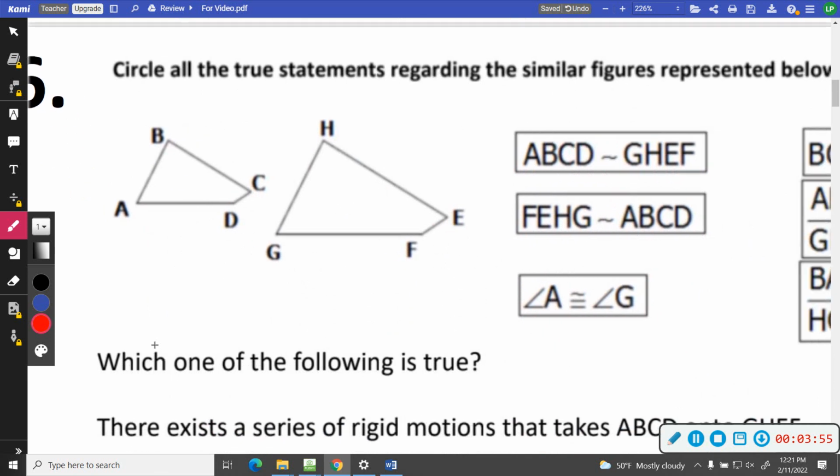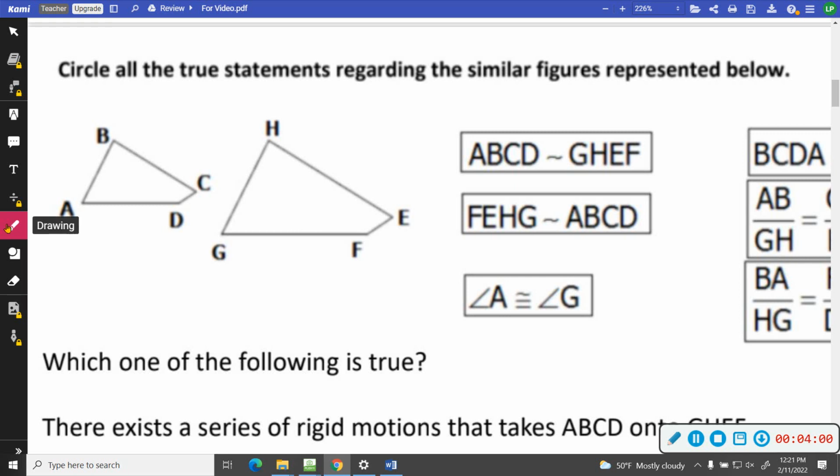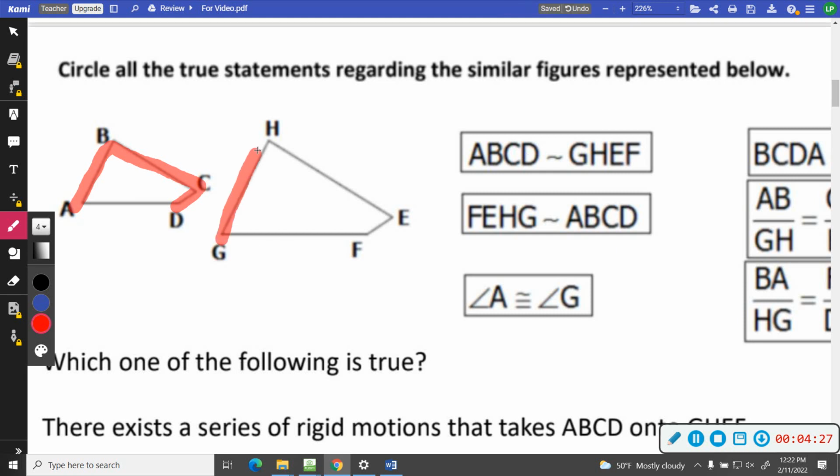Circle all the true statements regarding the similar figures below. Wow, this is a lot of statements. So let's see. ABCD is similar to GHEF. So I noticed that this has been not rotated, not reflected. It has been just translated. So let's just make sure they go A, B, C, D. So this one needs to go in the same order. And notice it does G, H, E, F. So this one is true.